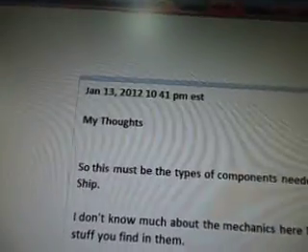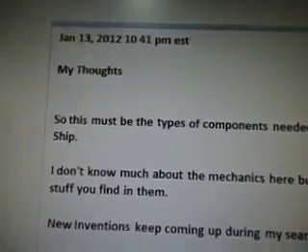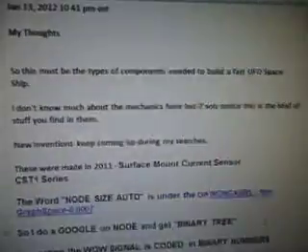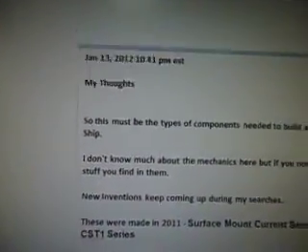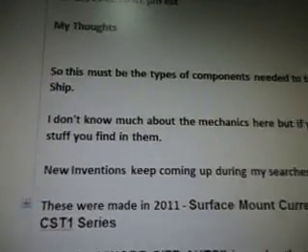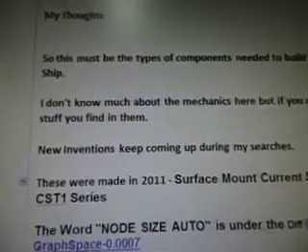Okay, my thoughts. January 13th, 2012, 10:41 p.m. Eastern Standard Time. Just for the record, today is January 15th, and it's 10 a.m. So I'm 2 days behind. Okay, my thoughts. So this must be the types of components needed to build a faster UFO spaceship, because that was the question I asked in the first place.